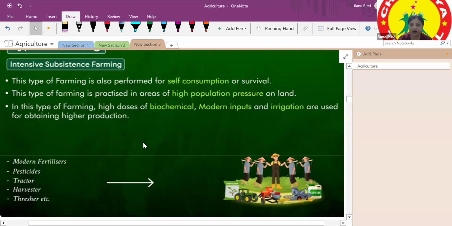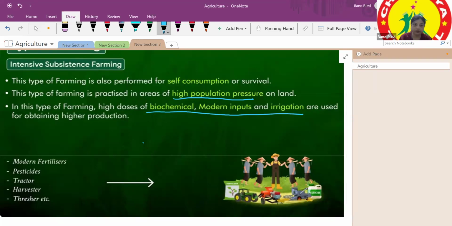The second type of farming is intensive subsistence farming. This type of farming is also performed for self-consumption, for use in the family, or for survival. It is practiced under high population pressure, meaning there are more members in the family to feed. In this farming, high doses of biochemical modern inputs and irrigation are used for obtaining higher production. So they are using tractors, as you can see. They use pesticides, and they also hire labor. Modern fertilizers, pesticides, tractors, harvesters, and threshers are used.